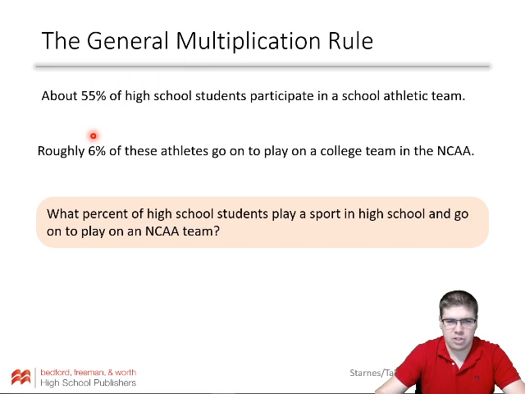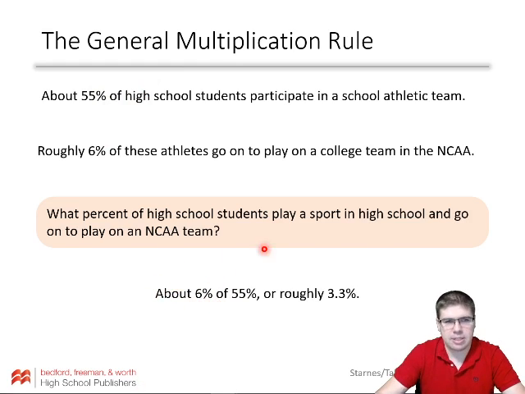So this 55% start in the first place. Basically, it's 6% of the 55%. If you multiply those, so 0.06 times 0.55, you get roughly 3%. So 3.3% is what it works out to be.